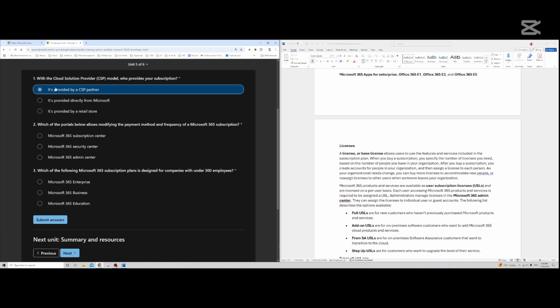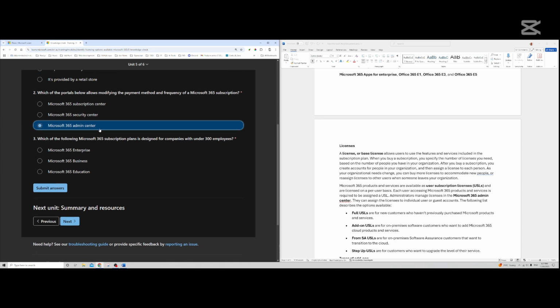Let's have a look. Which of the portals below allow modifying the payment method and frequency of a Microsoft subscription? Admin Center, as we've seen, there is the billing section where you can modify everything regarding the subscription and the billing.